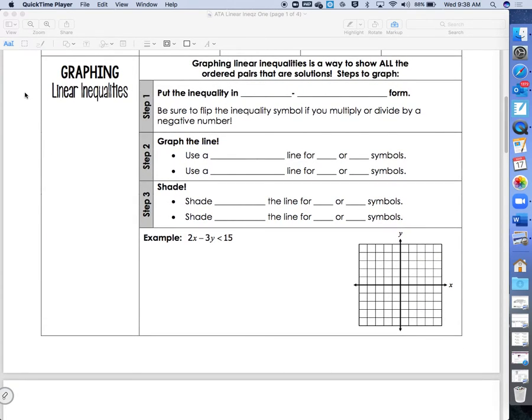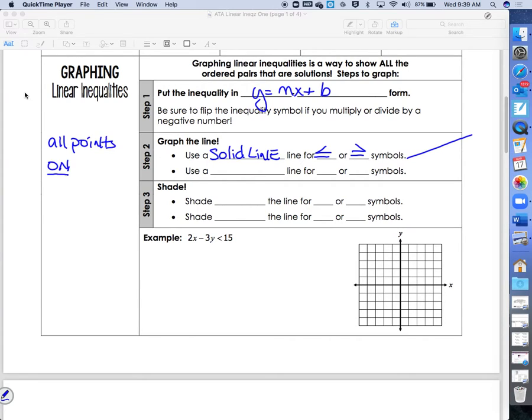It could be easier to make sure that each line is in slope-intercept form. It's not necessary, but it could be easier if that's your preferred method of graphing. And make sure that you flip the inequality symbol if you have to multiply or divide by a negative number. So here, we're going to use a solid line if we're graphing less than or equal to, greater than or equal to. And this means that all points on that line are in the solution set.